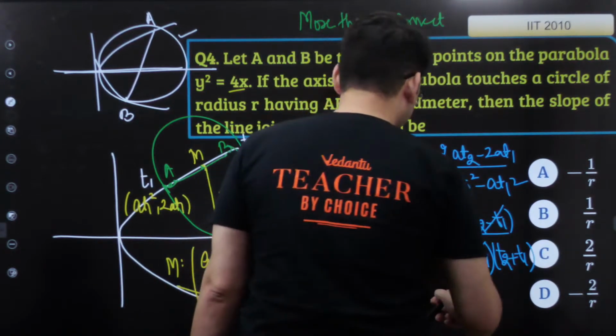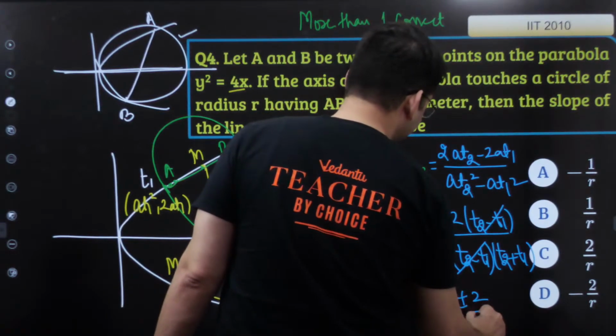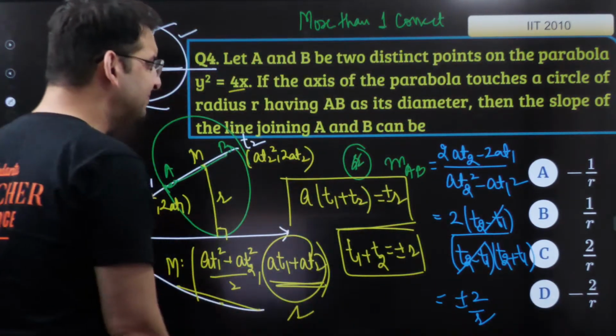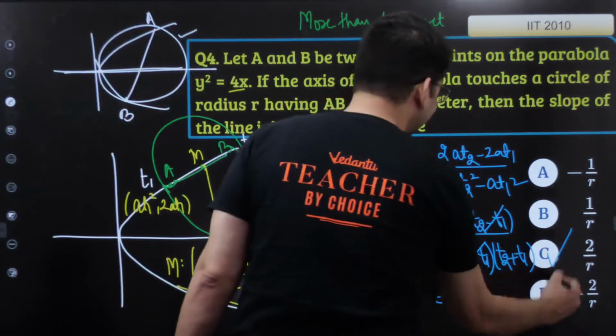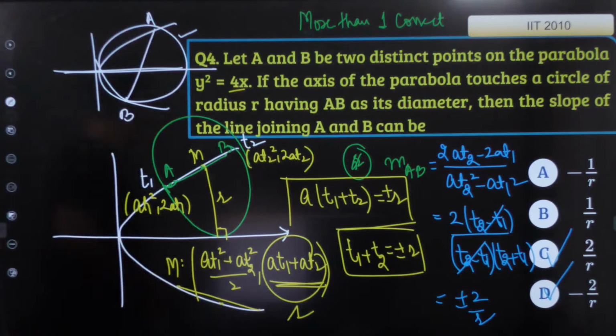This goes. Now T1 plus T2 is plus minus R, so plus minus 2 by R. So slope is plus minus 2 by R. That means option C and option D both are correct. C and D both are correct. So answer is going to be, Shiva, C and D and not A and B.